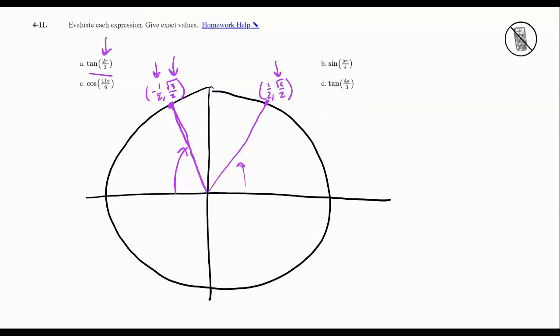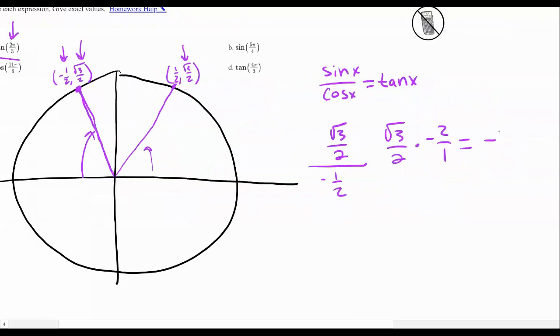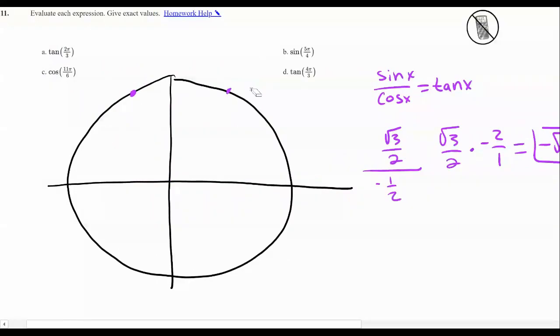So now I'm looking for tangent, which, if you remember, tangent of an angle is the same as sine of an angle over cosine of an angle. So I know the sine of the angle is the y value, so I have root 3 over 2. And then cosine is the x value, so negative 1/2. And then I just divide these two things. Root 3 over 2 divided by negative 1/2 is just like multiplying by the reciprocal, which gives me negative root 3. So tangent of 2 pi over 3 is just going to be negative root 3.